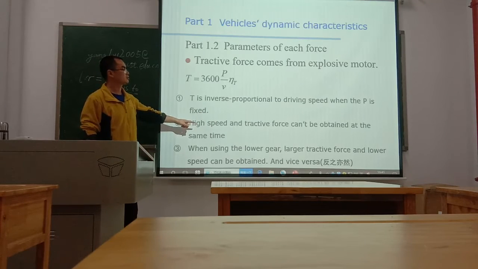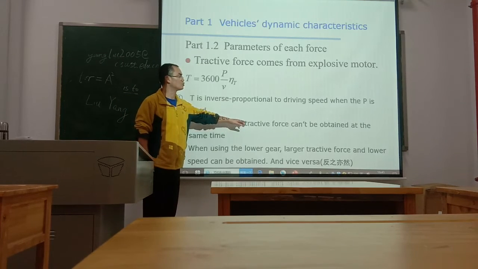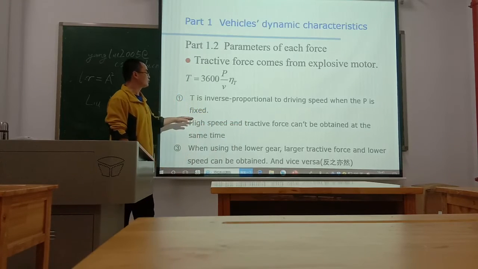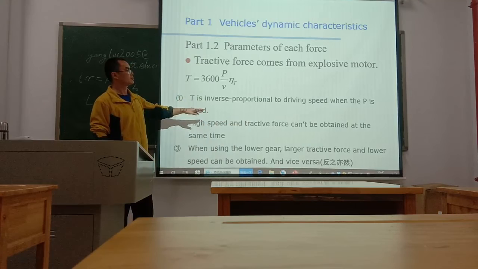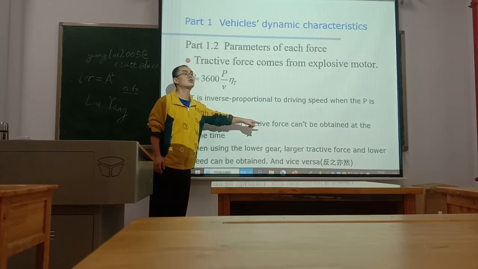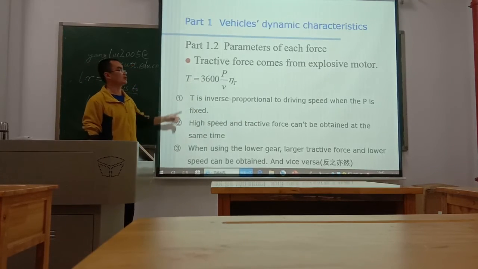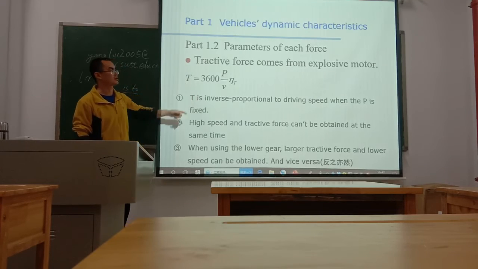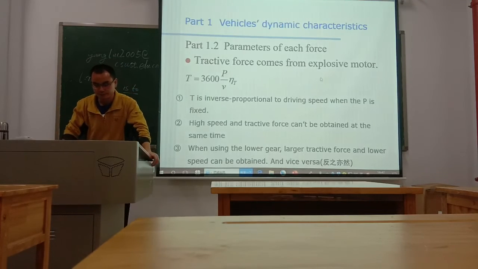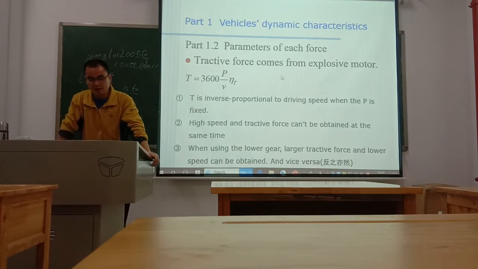If high speed, then low tractive force. If low speed, then high tractive force. It is an inverse ratio. When using a lower gear, larger tractive force and lower speed can be obtained, and vice versa.